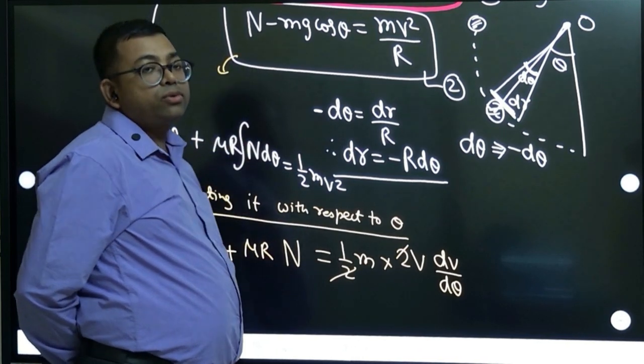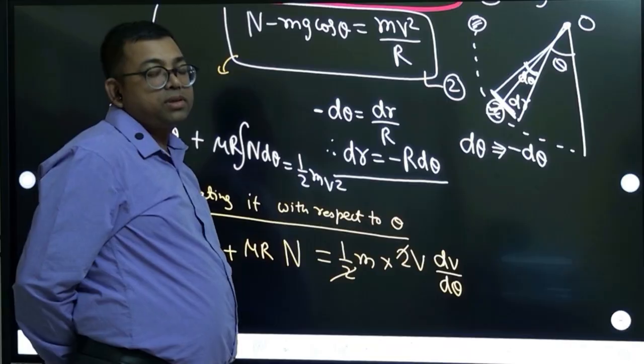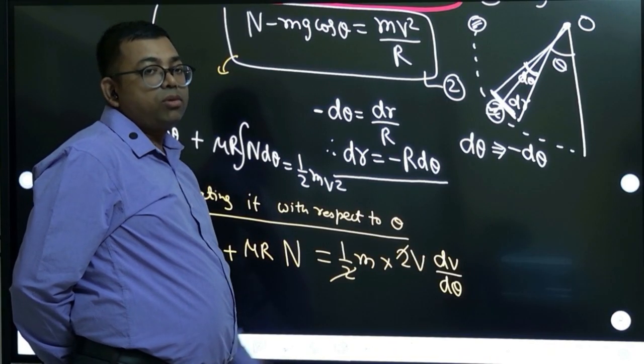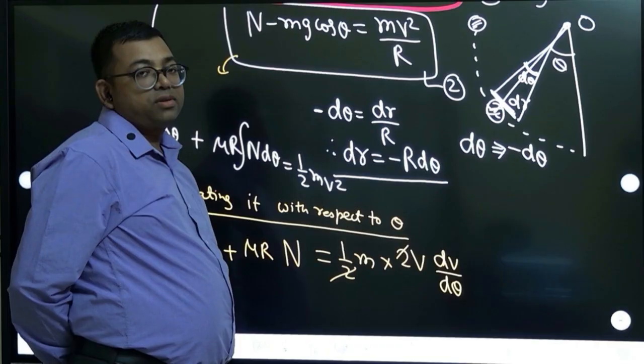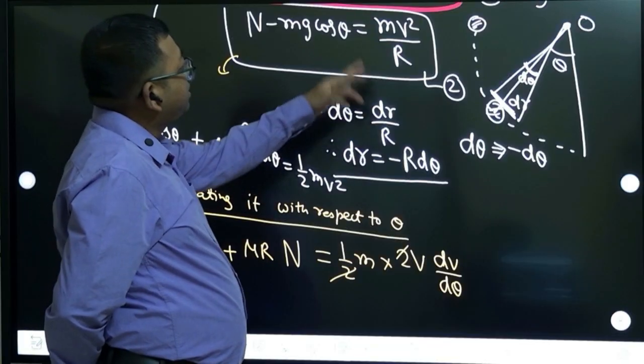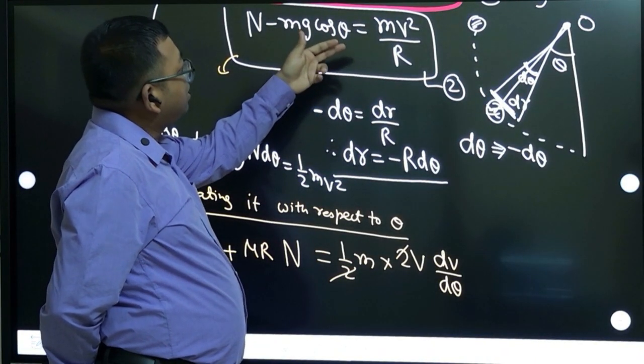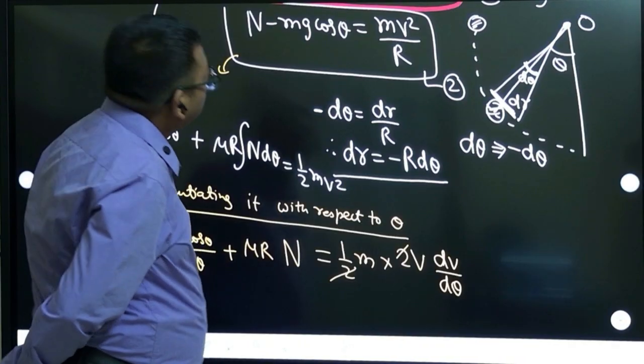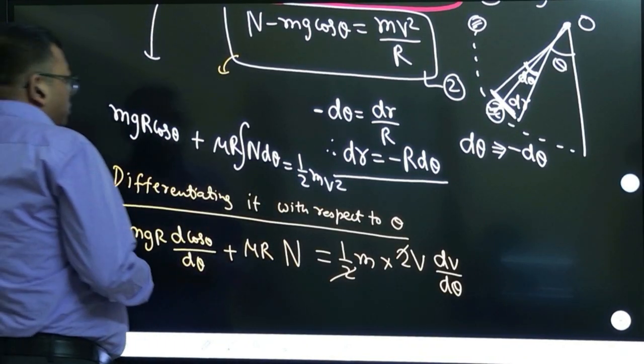But normal you do not know. Normal is also changing with time or theta. Normal function you do not know. That's a problem. Even if you substitute capital R here, dr by dθ will come, but normal you do not know how to handle.